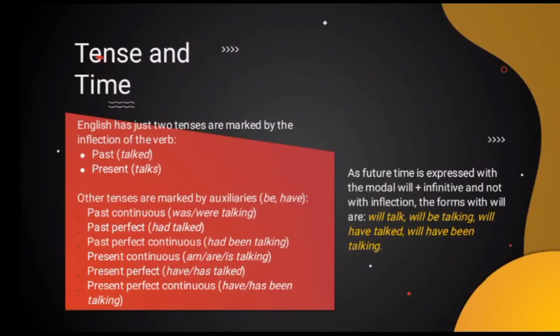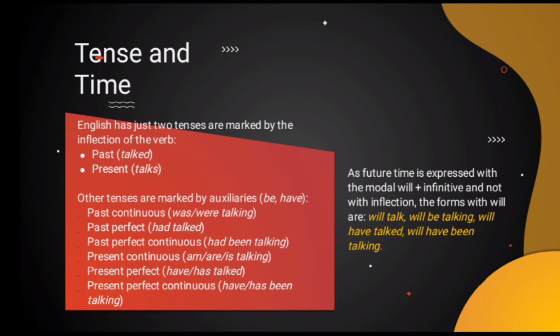Okay, next material, tense and times. English has just two tenses marked by inflection of the verb. First, past tense, we use talked. Present tense, we use talks. Other tenses are marked by auxiliaries like be and have. Past continuous, we use was or were talking.